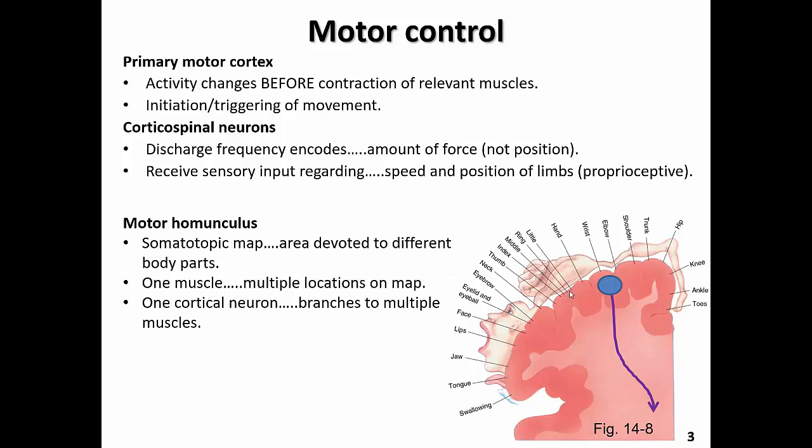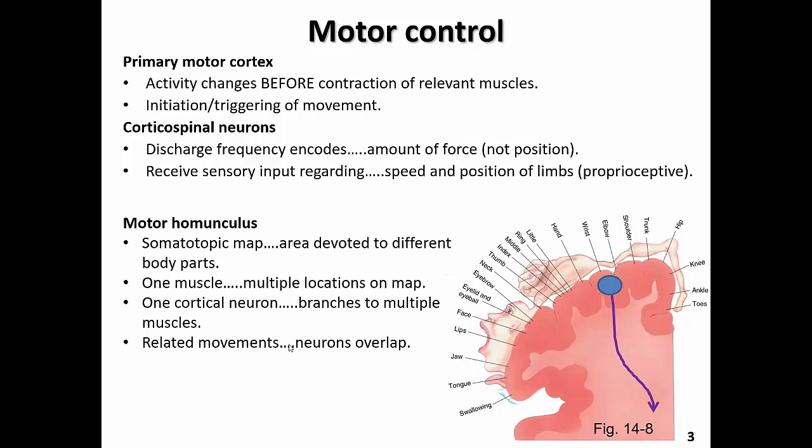Now, one cortical neuron, and that's illustrated here in the blue in this enlarged circle, will branch to multiple muscles. And so that's the numerous branching that takes place as it descends along the spinal cord to where it eventually synapses with the lower motor neurons directly or through interneurons at those locations of the spine.